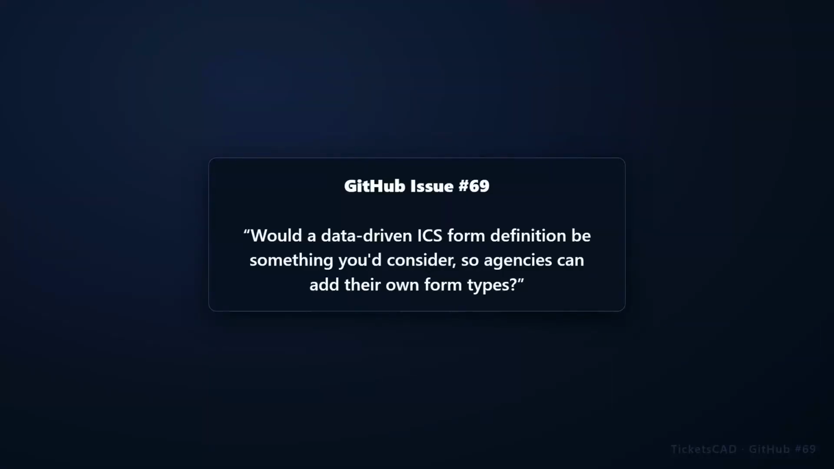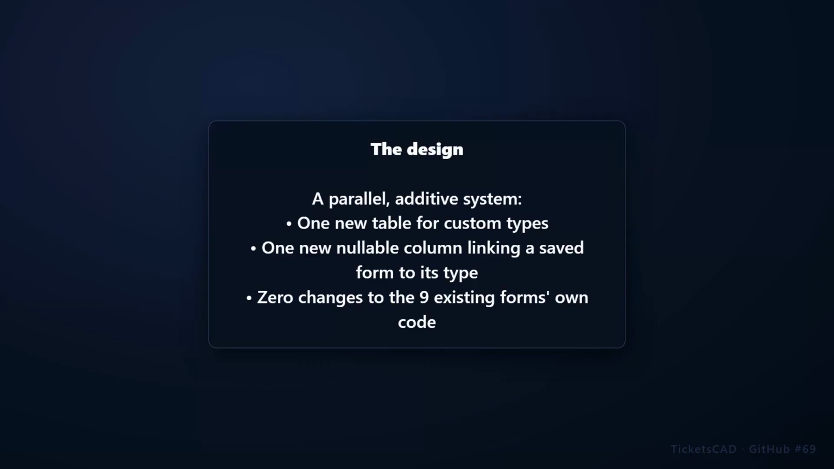This came from a real request on the project's GitHub tracker, issue number 69. An agency wanted a form the built-in 9 simply didn't cover, and asked whether TicketsCAD could support it without waiting on a code release. The answer was to build a parallel system, additive only: a new database table for custom types, one new nullable column linking a saved form to its type, and 0 changes to how any of the 9 existing forms already work. If something ever goes wrong with a custom type, the 213 and the 214 are completely unaffected.